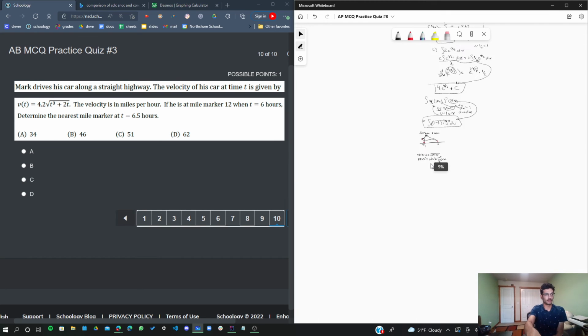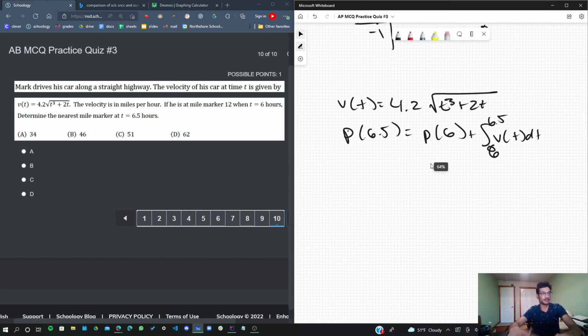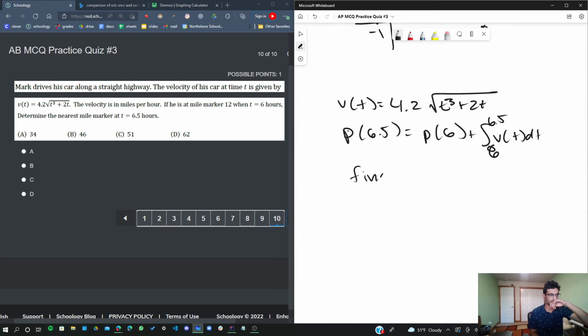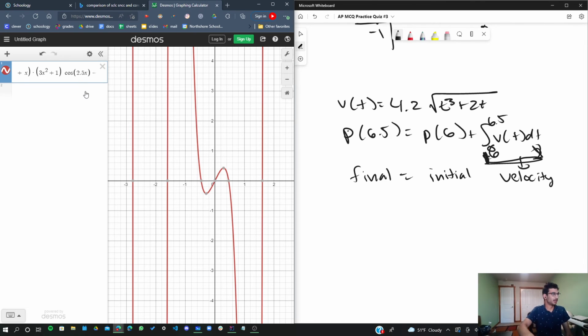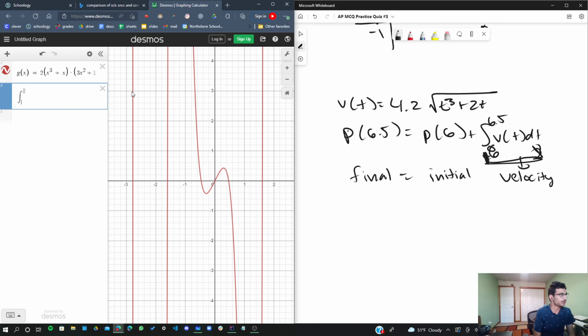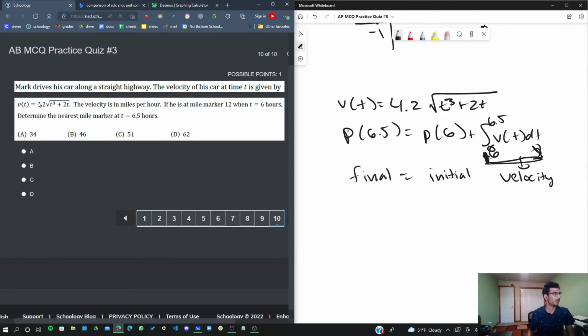So you have the starting position. Final is equal to initial plus change. A change in velocity multiplied by time gives you a change in position, so this integral gives you a change in position. So the initial plus the change in position equals the final. P of 6 is 12, so I'll add 12 later, but all we need to do is the integral from 6 to 6.5 of this function right here.